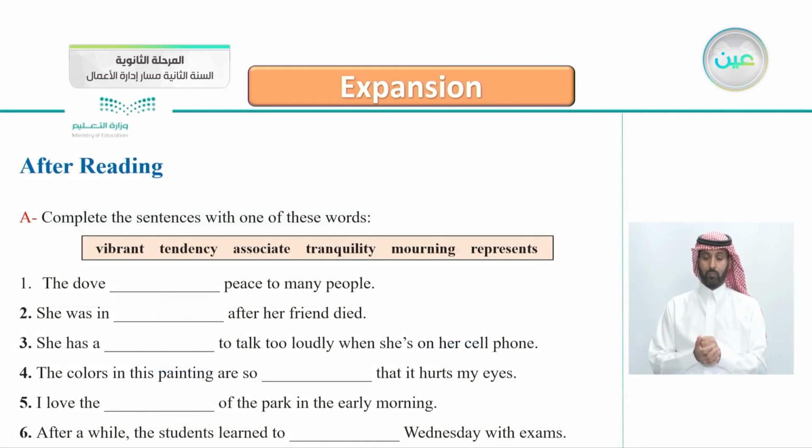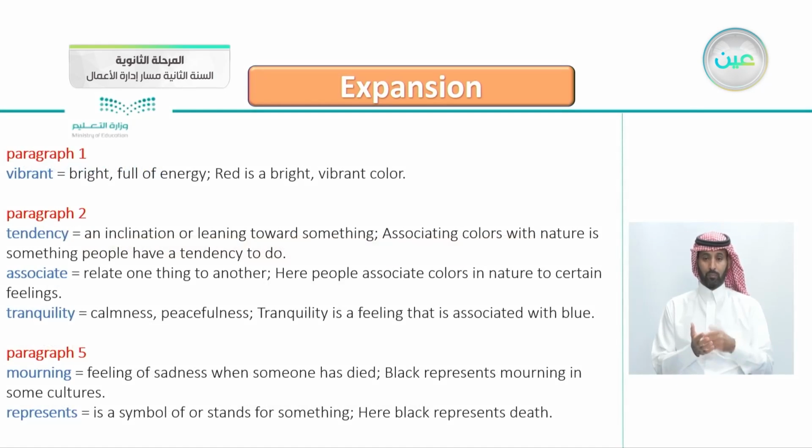So continuing to the after reading exercise here, complete the sentences with one of these words. We have the words vibrant, tendency, associate, tranquility, mourning, and represents. We have six sentences, each one with a gap. We have to put the correct word in. But first, let's read together where these words come from.